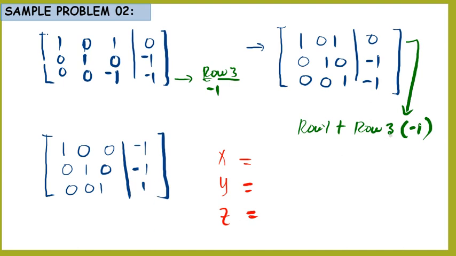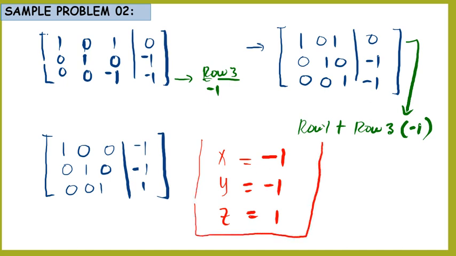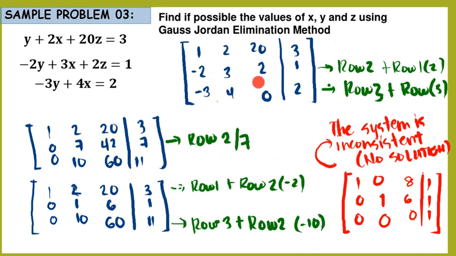So our x is equal to negative 1, our y is equal to negative 1 and our z is equal to 1. So this would now be our values for x, y, and z in our given linear equation using our Gauss-Jordan elimination. Row echelon form, which is the diagonal should be 1 and the elements below our diagonal is 0 and elements above our diagonal is 0.